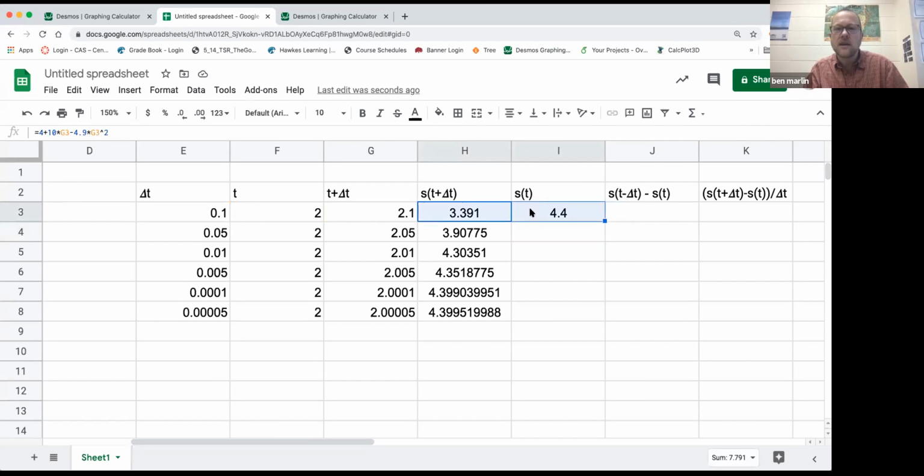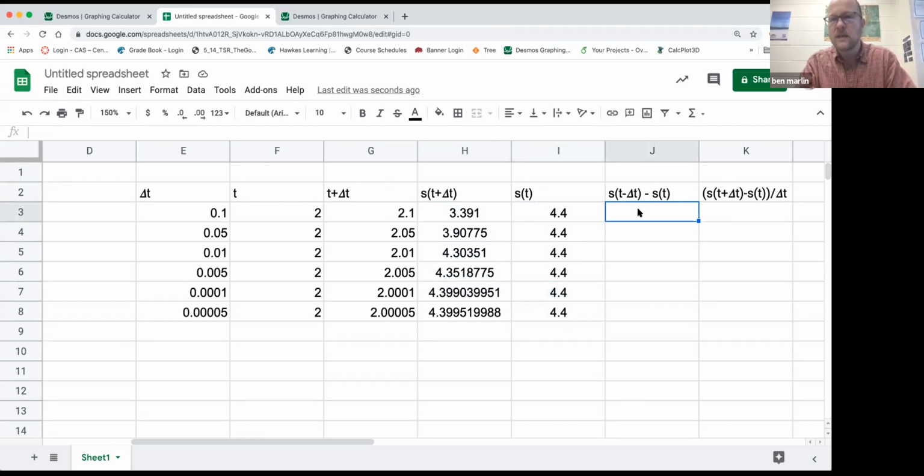So notice that you have a fairly big difference between the two of them there when the delta T is 0.01. Now, if I go ahead and drag this down, you'll see that when the delta T is getting less, then you are getting values that are closer and closer to each other.